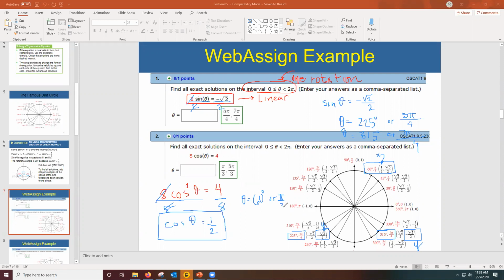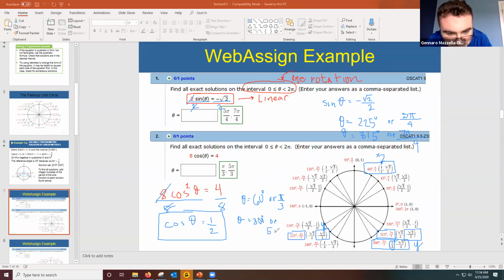And there's another answer, because if I come down here to the very bottom, you might notice that 300 degrees also has the x value equal to 1/2. So a second answer is 300 degrees or 5 pi over 3.